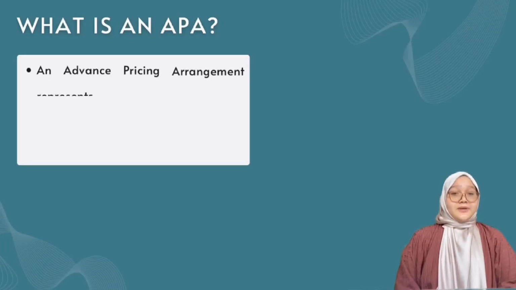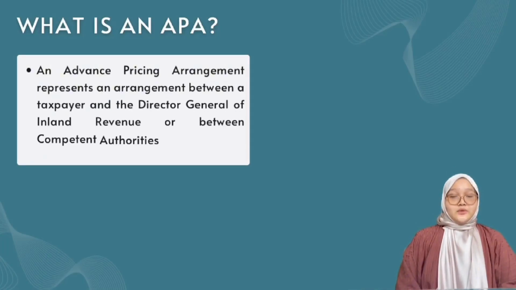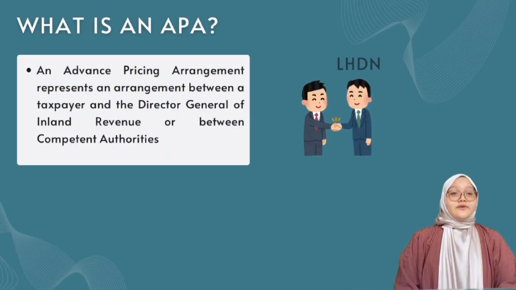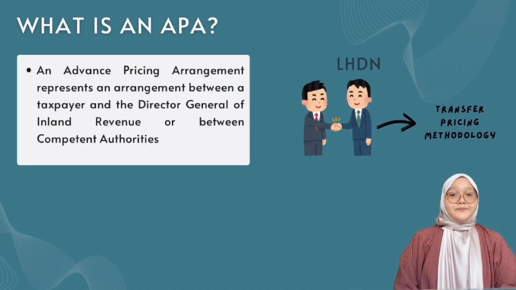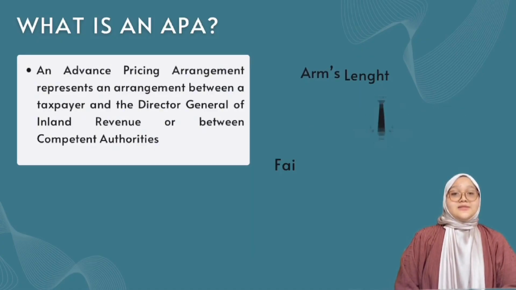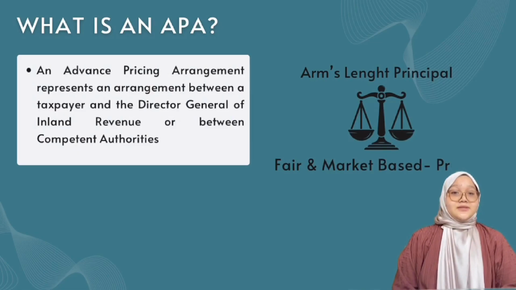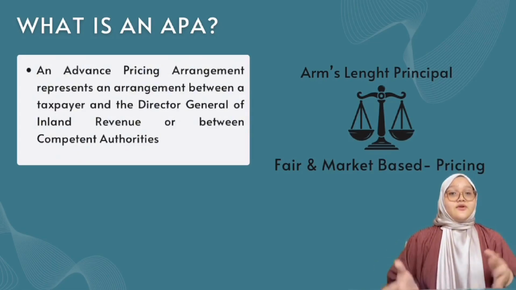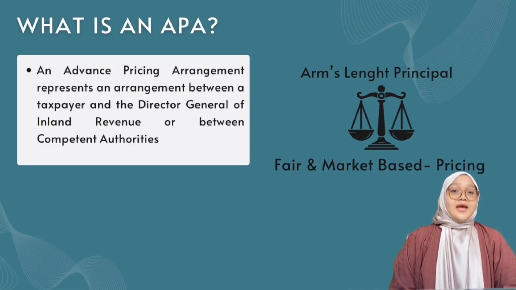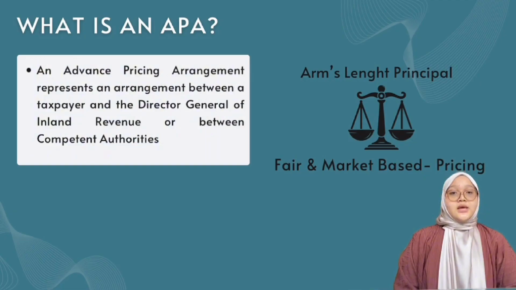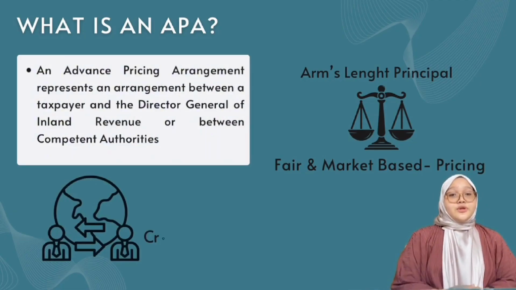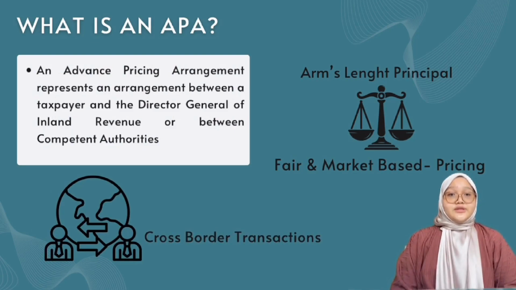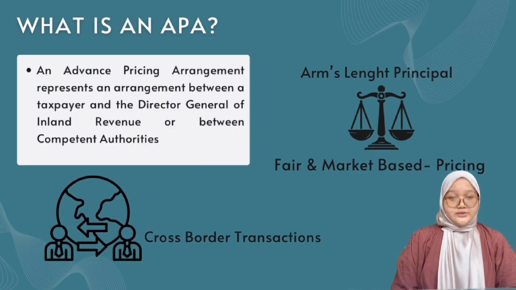APA is an advanced pricing arrangement, representing an arrangement between a taxpayer and the Director General of Inland Revenue, or between the competent authorities, that establishes the transfer pricing methodology to determine the prospective arm's length transfer price of specific related party transactions between the taxpayer and its foreign affiliates over a defined period that's subject to specified terms and conditions. An APA determines the appropriate CPM to ensure that the price of specific cross-border transactions are at arm's length in future income apportionment and allocation.